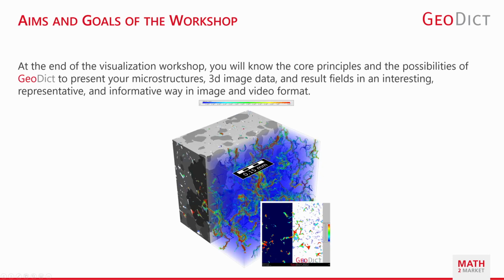In part 2, we will use the knowledge from part 1 to visualize a result field from a simulation and the corresponding microstructure. In addition, we will get to know further visualization options for result fields. We will then save our result using the built-in GeoApp Easy Image.